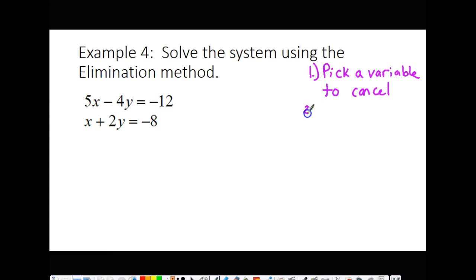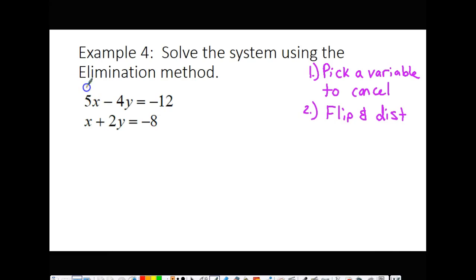Step 2. Like I said, I didn't say that very clearly. I'll say it again: I'm going to pick the x's to cancel. Step 2, what we're going to do is I just call this flip and distribute. Okay, what do I mean by that?